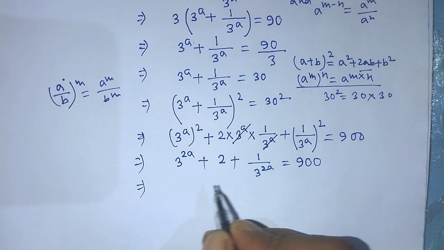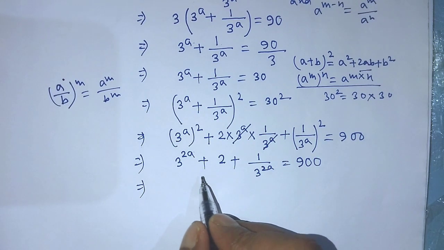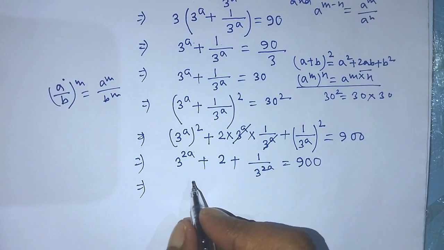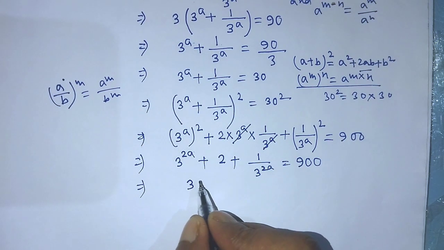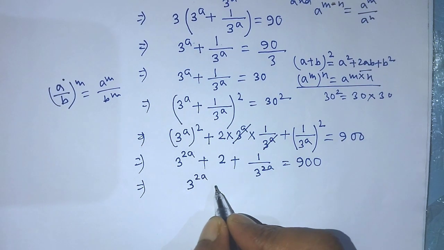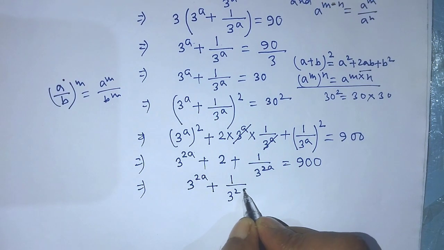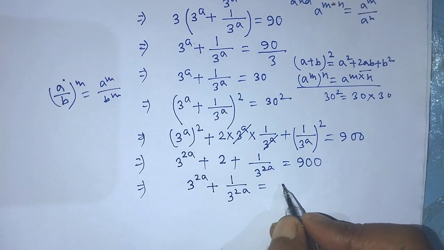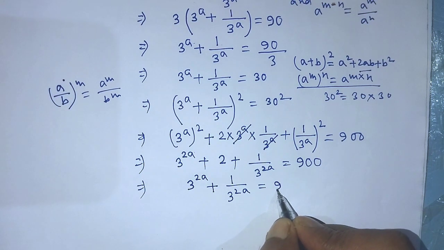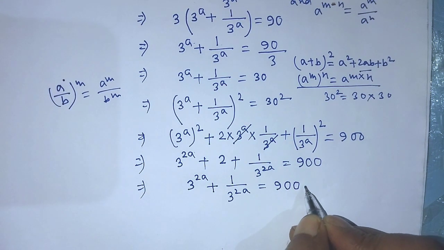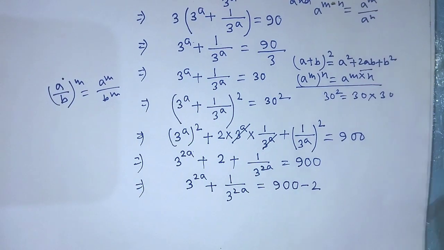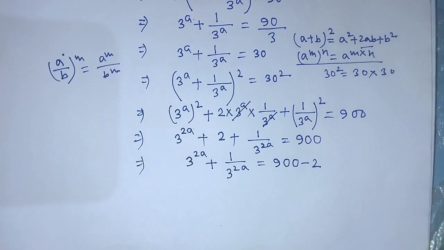So after that we have to transpose 2 from the left hand side to the right hand side. So on the left hand side we have to write 3 to the power 2a plus 1 over 3 to the power 2a is equal to, on the right hand side we have to write 900 minus 2. Okay student.